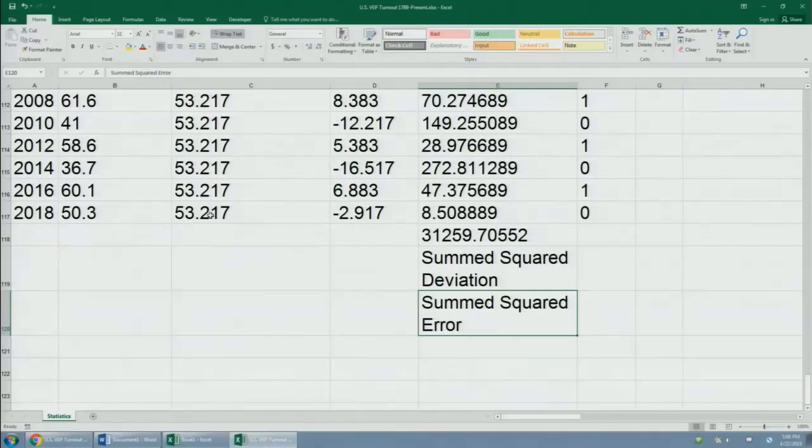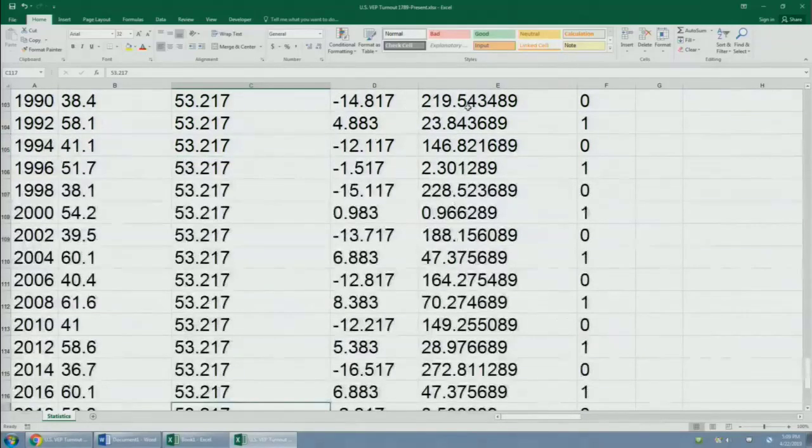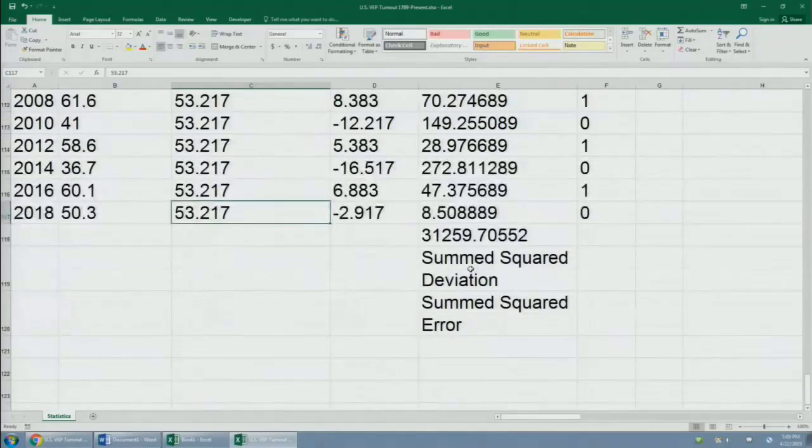You're wrong if you guess 53.217. Every time you guess 53.217 for any year, you're off. You're off by a particular amount, and that amount, the magnitude, is described by its square, because it takes off the plus and minus. And you add that all up, and sum means just you add it all up, add up all the squared deviations, which are also squared errors, and you get that number. And that's what it is.